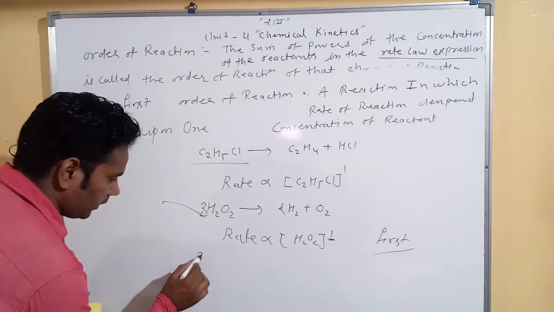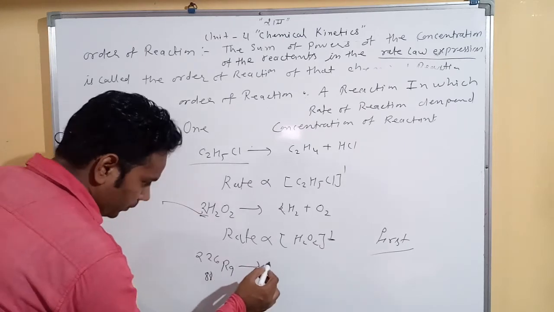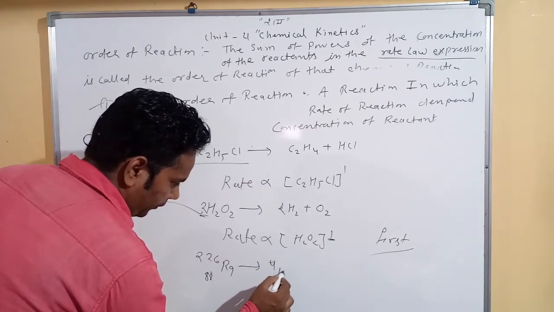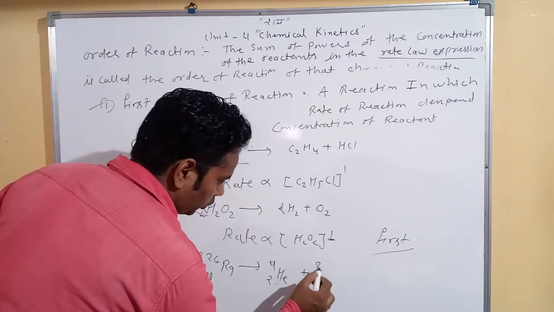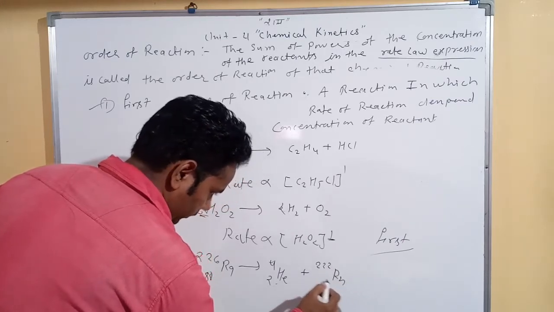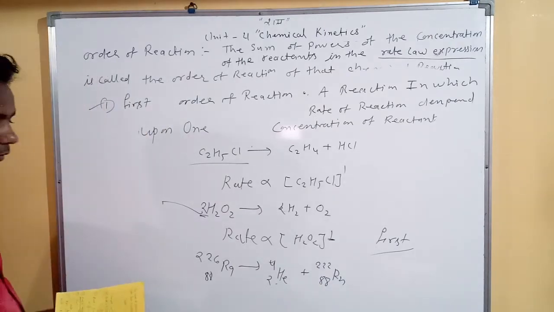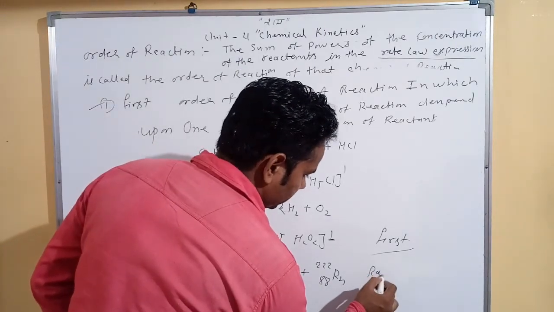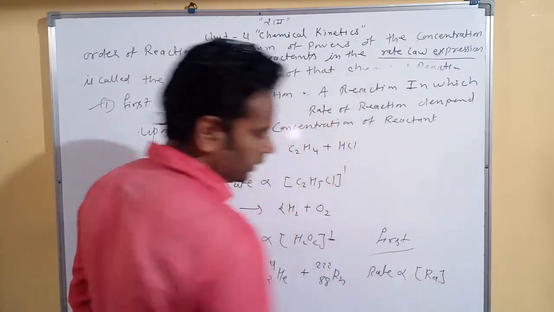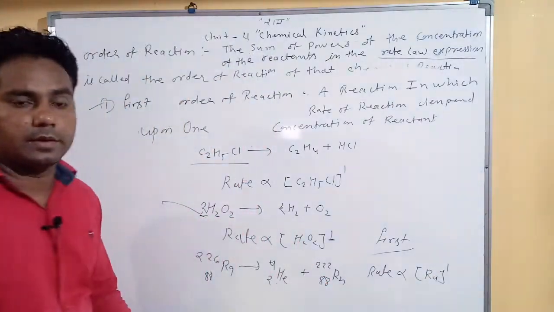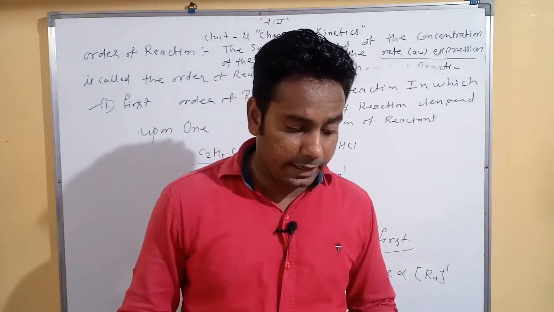In our next example, radium-226 radioactive decay, 88 converts into helium-4 plus radon, 88. So this reaction is also called a first order reaction because the rate is directly proportional to the radium concentration. So here the power is 1. Done? I think you have no problem about the order of reaction.